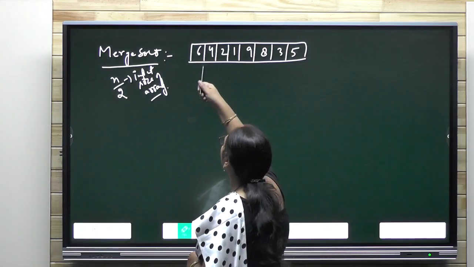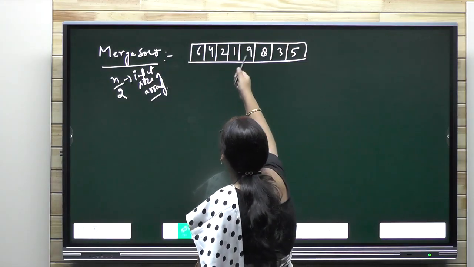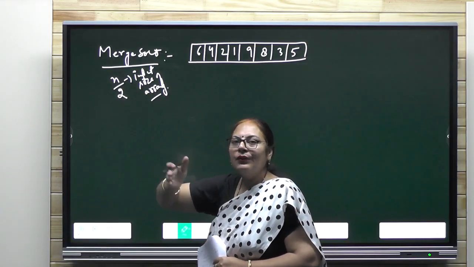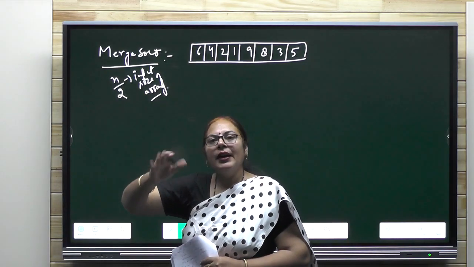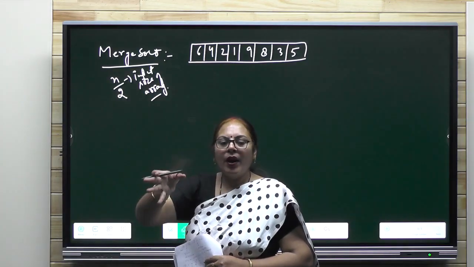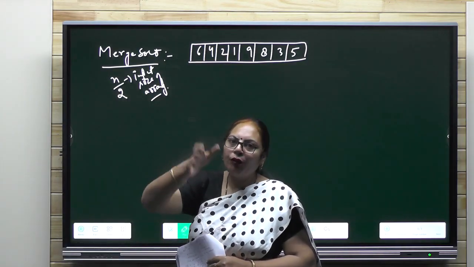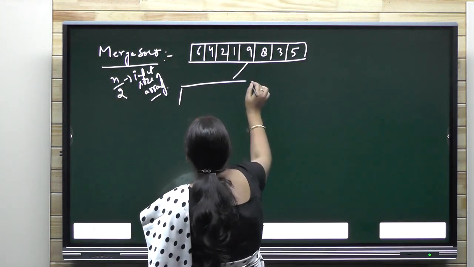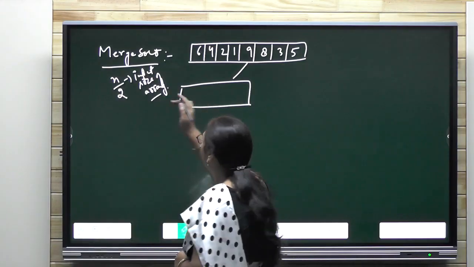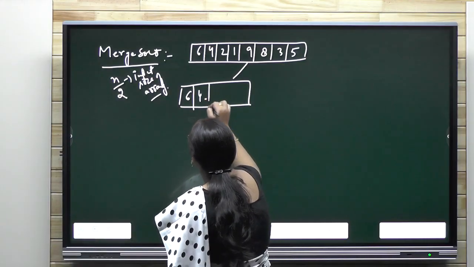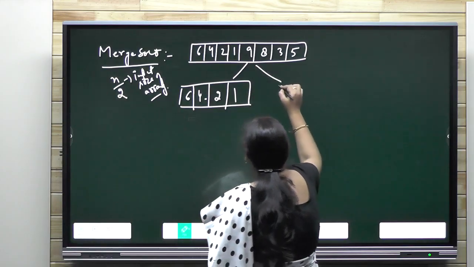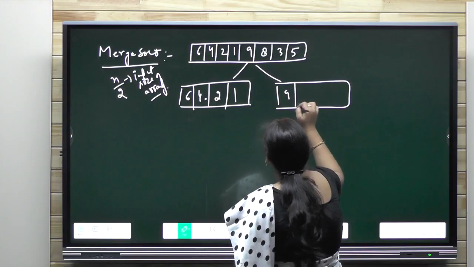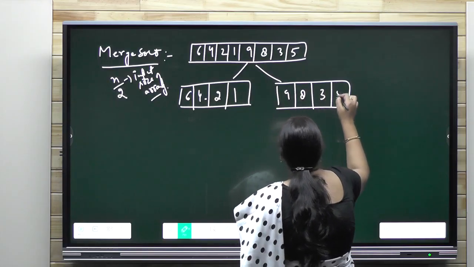How many elements do we have now in the array? 1, 2, 3, 4, 5, 6, 7, 8. So 8 by 2 is 4. That means we are going to divide the array into two sub-arrays where each sub-array will contain 4 elements. One sub-array will contain the first half, that is 6, 4, 2, 1, and the second sub-array will contain the rest, 9, 8, 3 and 5.